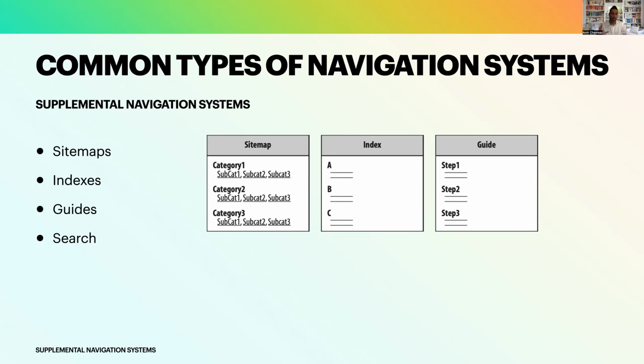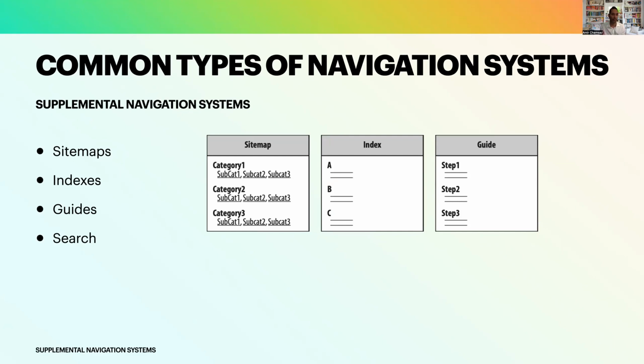Supplemental navigation systems are sitemaps. A lot of websites have a sitemap. A sitemap is a list of all pages on a website, presented in a hierarchy. When you look at a sitemap, you can see every link on the website. Sitemaps are also used for search engine optimization, and they're submitted to search engines.